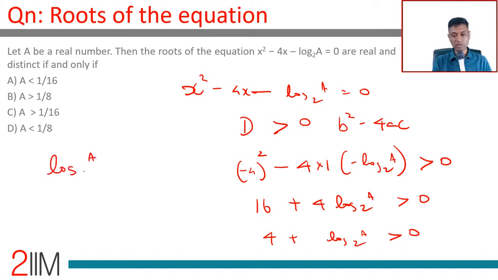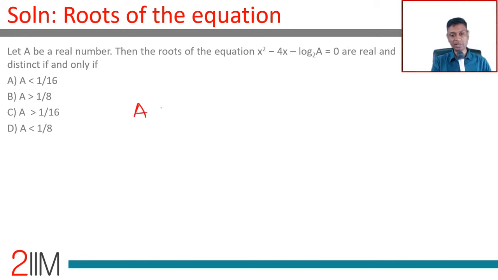Log a to the base 2 is greater than minus 4. If log a to the base 2 were equal to minus 4, a would be equal to 1 by 2 power 4, which is 1 by 16. So a should be greater than 1 by 16.